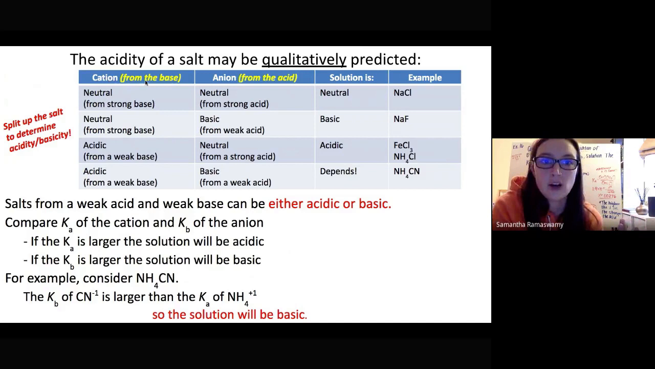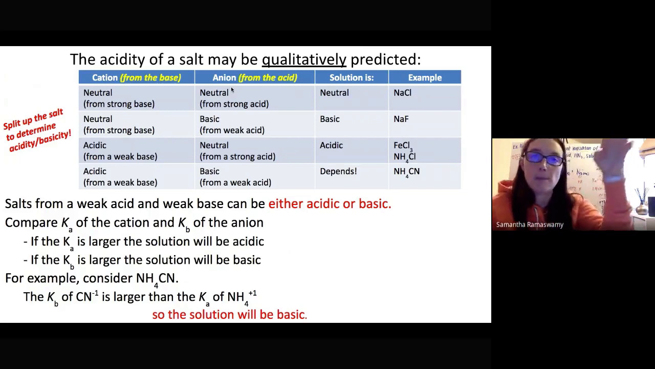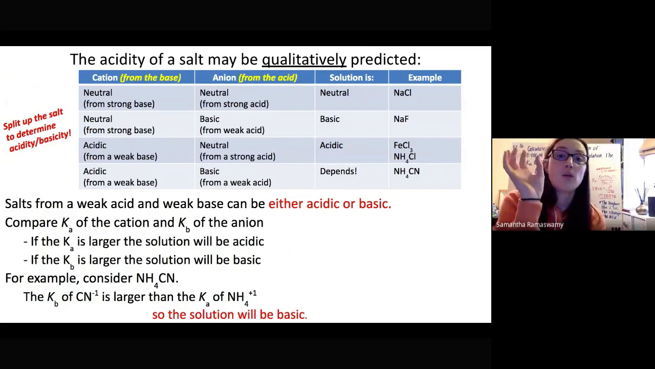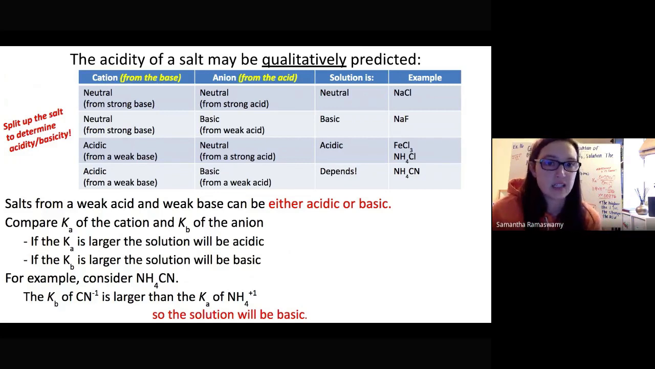The cation always comes from the base, no matter what. The cation of the salt always comes from the base. A salt is produced in an acid-base reaction, so the cation always comes from the base and the anion always comes from the acid. We have to look at what base the cation comes from and what acid the anion comes from, because this is looking at conjugates. When we're looking at the anions, we're looking at the conjugate bases of the acids.